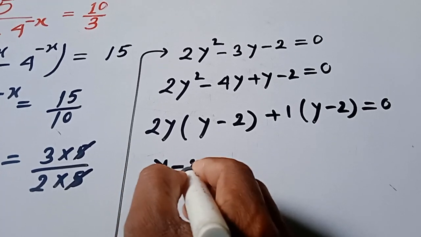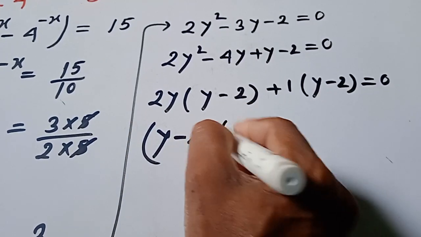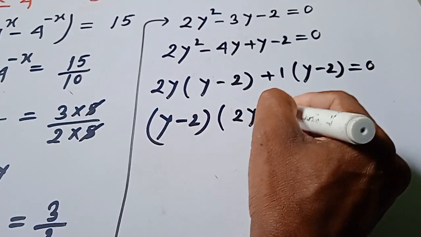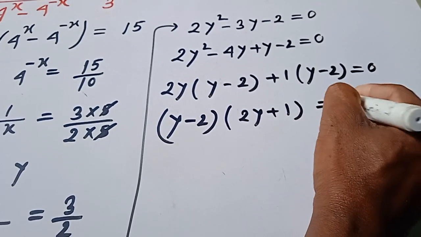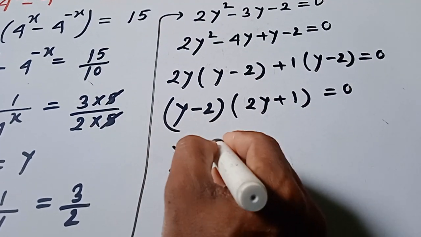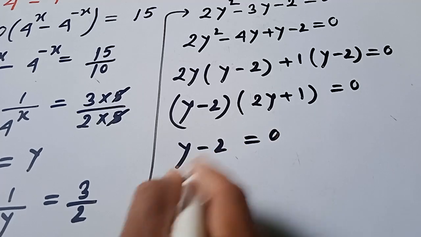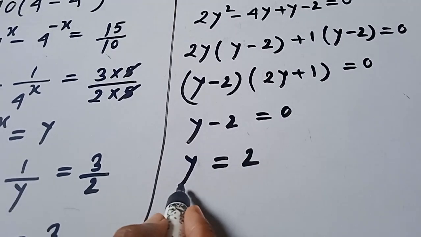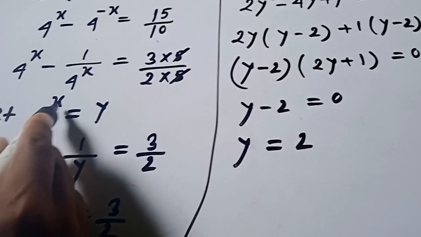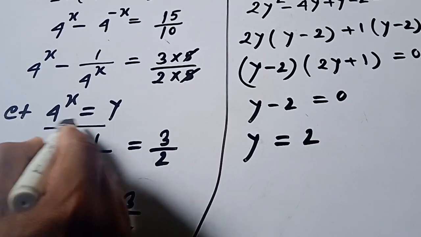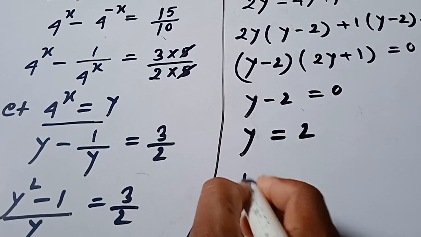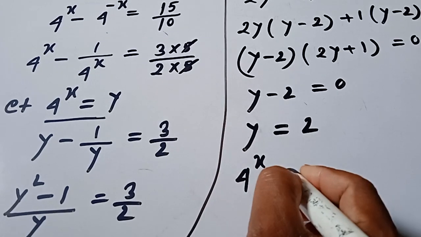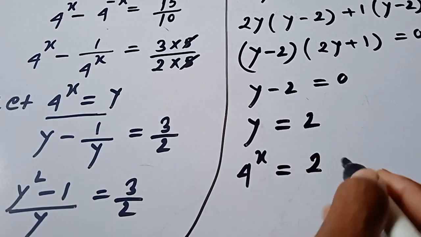Then (y - 2)(2y + 1) is equal to 0. Then y - 2 is equal to 0, y is equal to 2. So y is equal to 4^x, 4^x is equal to y. Then 4^x is equal to 2.